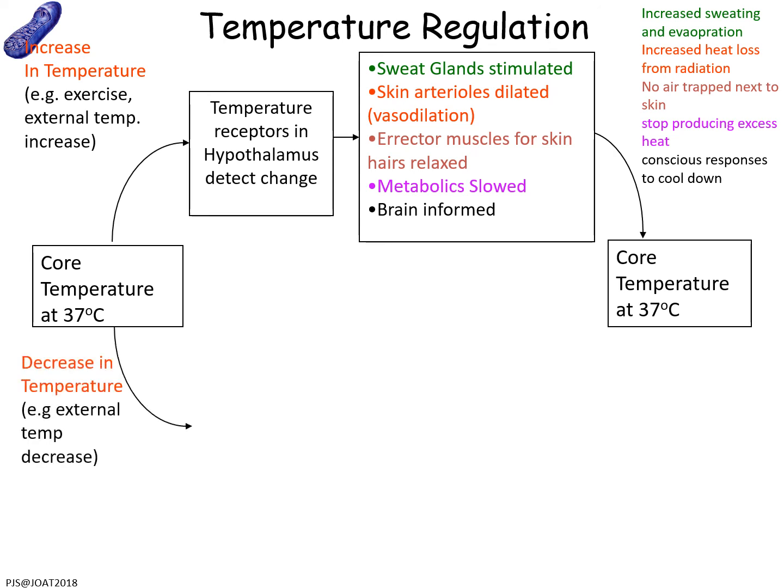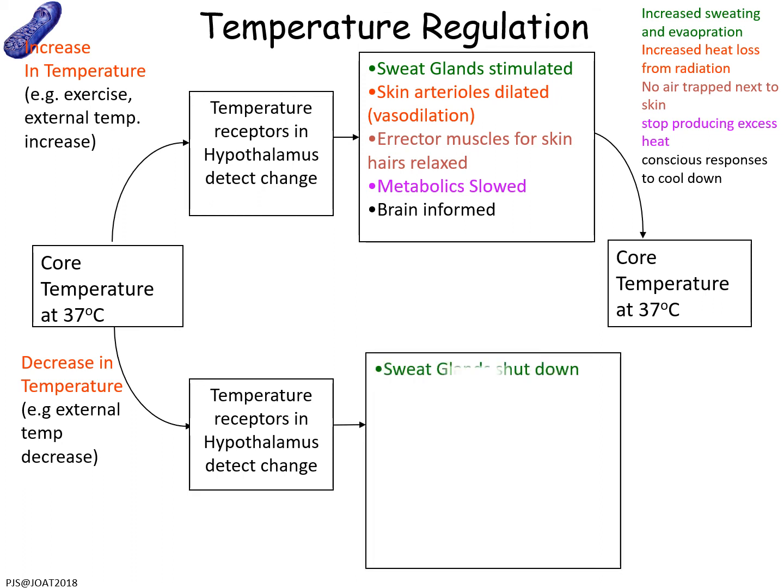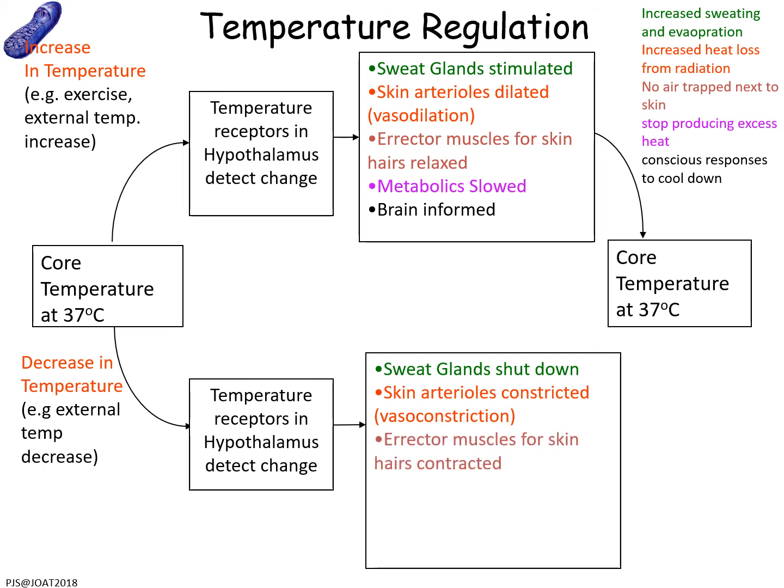Okay, on the other side of the loop, if we have a decrease, still your temperature receptors in the hypothalamus, and we have pretty much the same list. We've got the sweat glands, but this time they're going to shut down. We have the skin arterioles going for constriction this time. The erector muscles are going to contract to trap a layer of air this time. Our metabolics are also going to be kicked in just that little bit more to try and produce some extra energy. Skeletal muscles are involved now, that's shivering, and again, put on the jumper again.